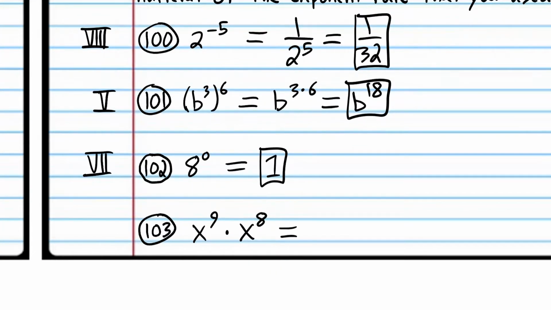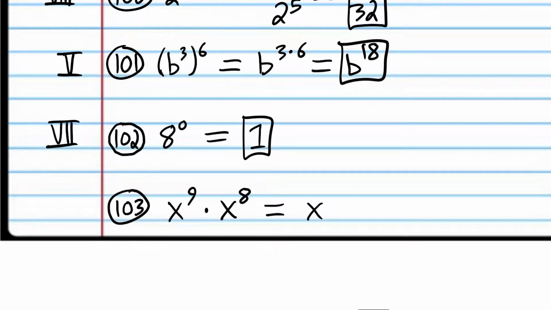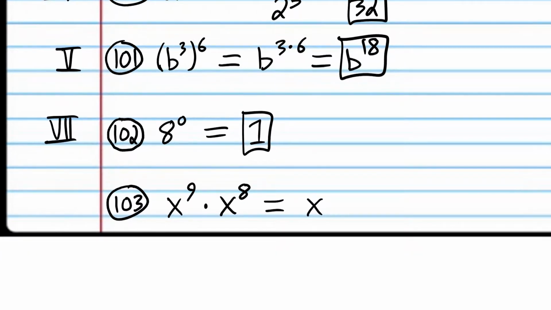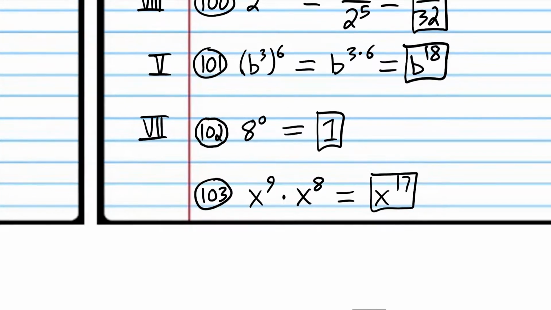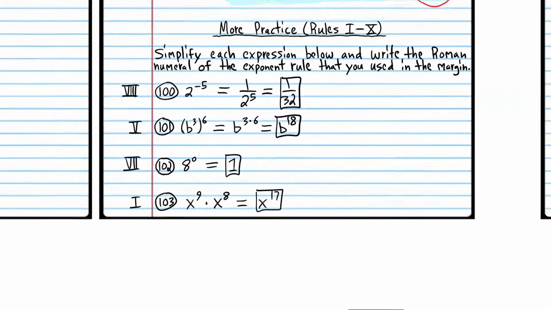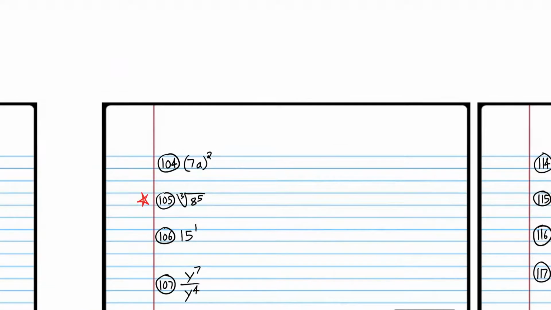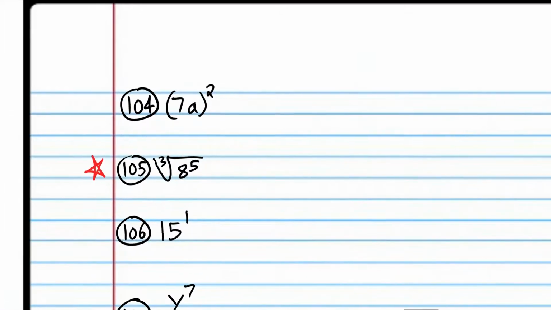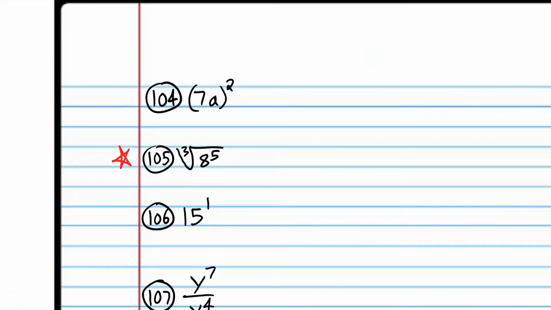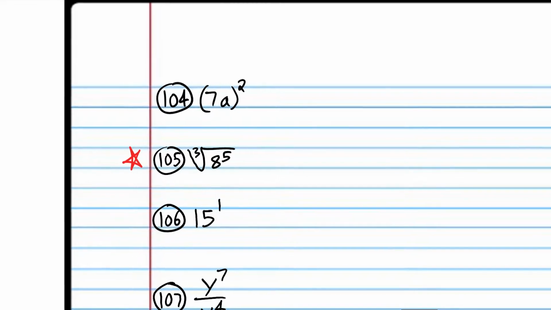All right, we're back. When you're multiplying powers and you have the same base, you just add the powers, so that would be x to the 17th power. And that is rule number 1. So if you got that right, good job. Okay, on to number 104. Try 104, and when you come back, we'll do it together.